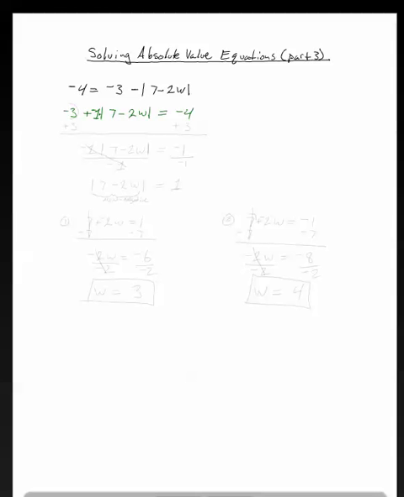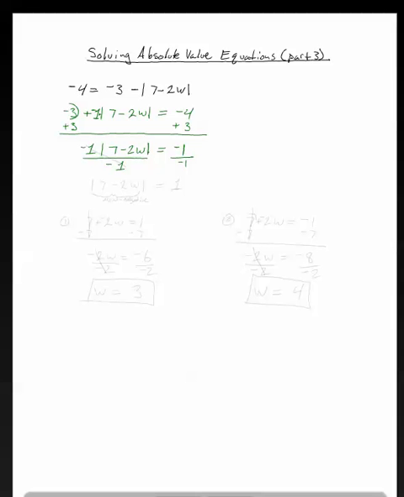Alright, so the next step is I want to get rid of the -3, and I do that by adding 3 to both sides of the equation. That gives me -1 times the absolute value of 7 minus 2w equals -4 plus 3 gives me -1. Now my absolute value is not isolated yet. I still have this multiplication by -1. So I need to divide both sides by -1.